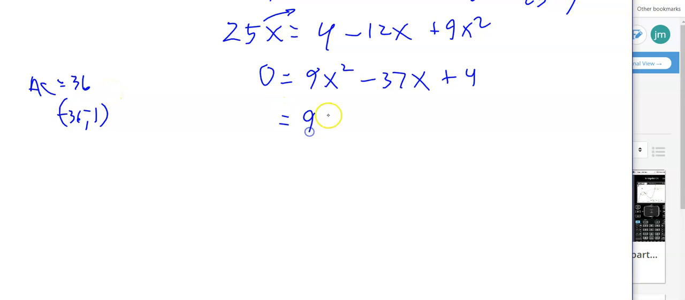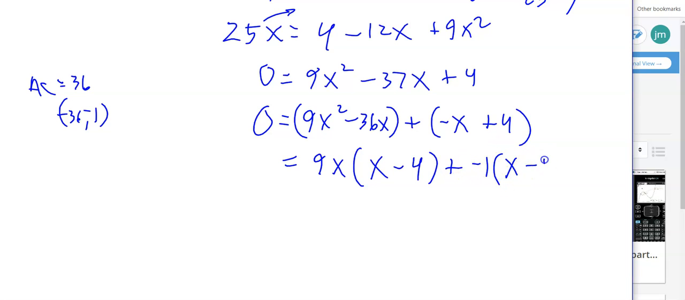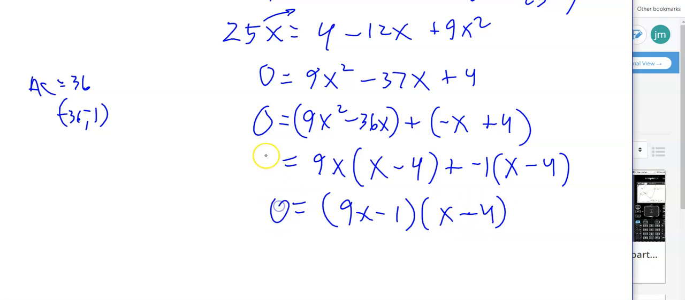So I'm going to break up that middle term. I'm going to write minus 36x plus negative x plus 4. And we're going to solve this guy. So pull out the GCF. So that would be 9x times x minus 4 plus, pull out the GCF of negative 1. I want that leading coefficient positive. I like that. Phew, this does work. So 9x minus 1, x minus 4. Wow, this problem's a long problem, isn't it?